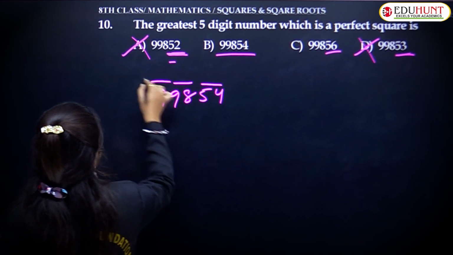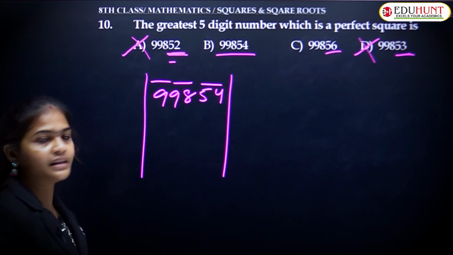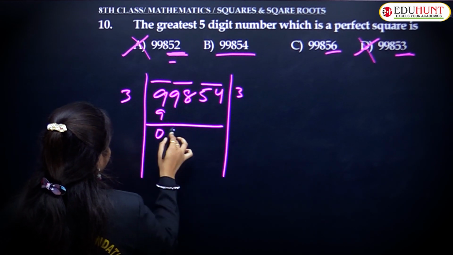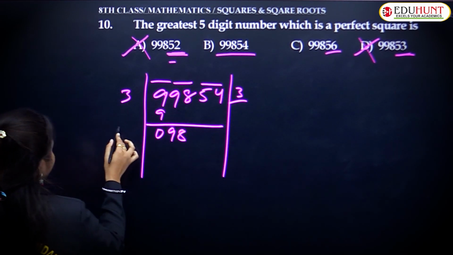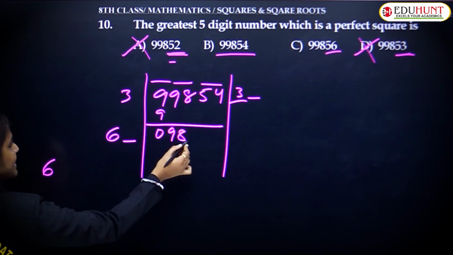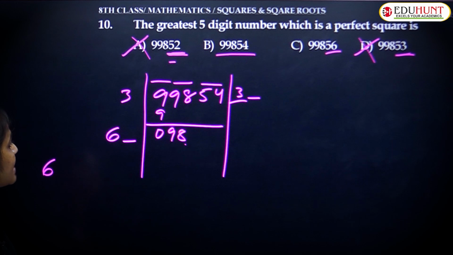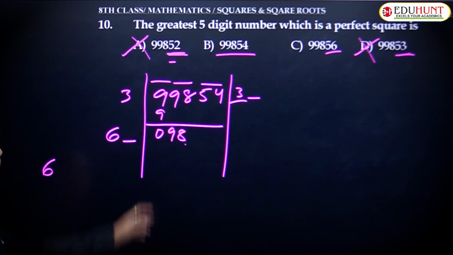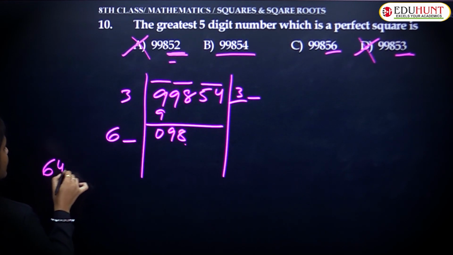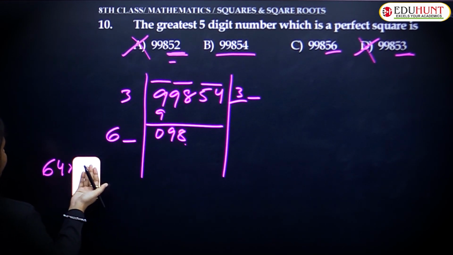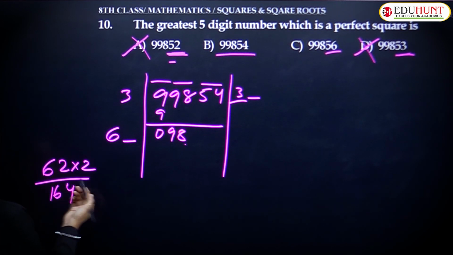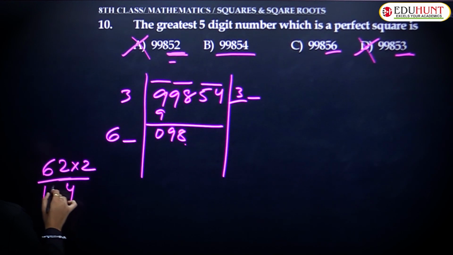9,854. Okay, just let us check here. 3 3s 9. Okay, so 0 and 98. The double of 3 is 6. So which number is possible here? Here 8 is there, no? So if that number is ending with 8, easily we can say it is better to take the nearest number. So 64 into 4, then you will get more. 62 into 2, 2 2s 4, 2 6s 12.